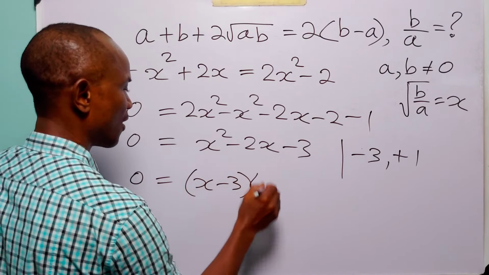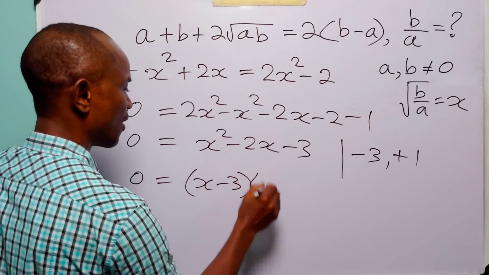But now look at this. X is equal to the square root of b over a. So x can never be negative. So this result is unacceptable. So finally, we have that x is equal to 3. And of course, x is the square root of b over a. What we are going to do to get this is to square both sides of this equation. When we do that, we have that b over a is equal to 3 squared, which is equal to 9.